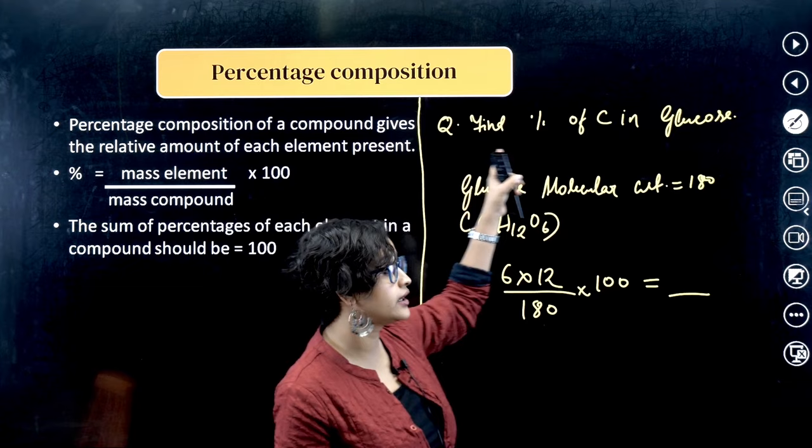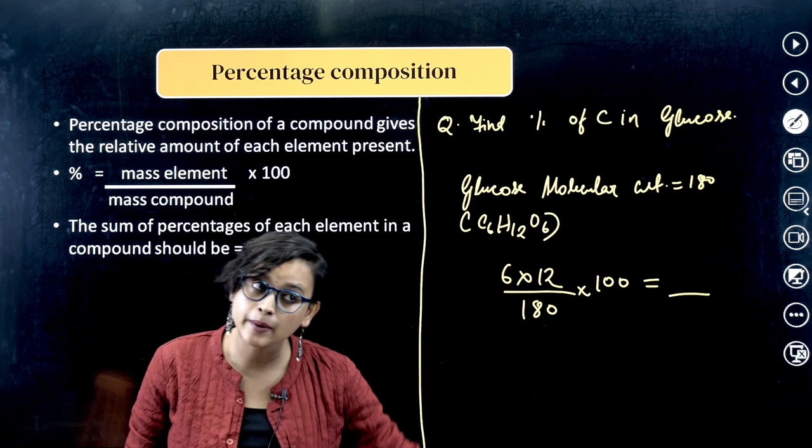And that way you can find it for hydrogen. What is the percentage of hydrogen in glucose? What is the percentage of oxygen in glucose? All of that you can calculate, okay?